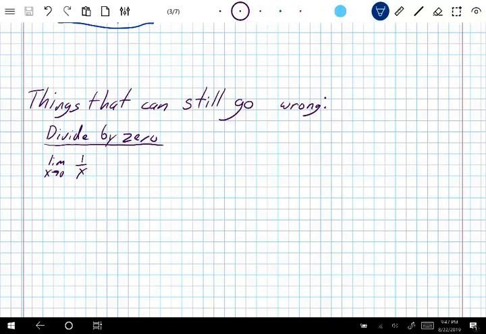There are a couple other things that can also go wrong. We could have other domain issues. This really is pretty similar to dividing by 0. So for instance, the natural log of x, if I wanted the limit as x goes to 0 from the right, the natural log of x, 0 is not in the domain of natural log of x.